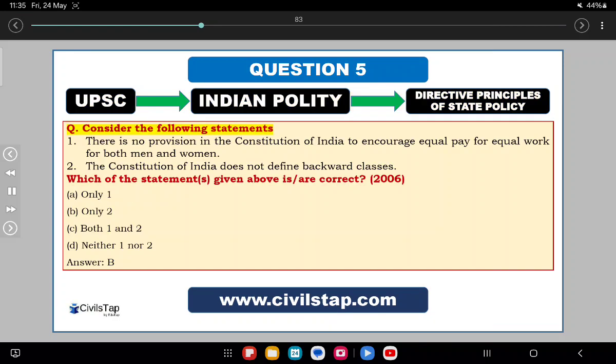Q. Consider the following statements. 1. There is no provision in the Constitution of India to encourage equal pay for equal work for both men and women. 2. The Constitution of India does not define backward classes. Which of the statements given above are correct? 2006. A. Only 1. B. Only 2. C. Both 1 and 2. D. Neither 1 nor 2. Answer, B. Question 5. UPSC Indian polity, Directive Principles of State Policy.